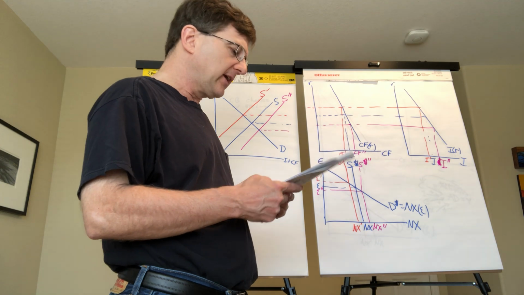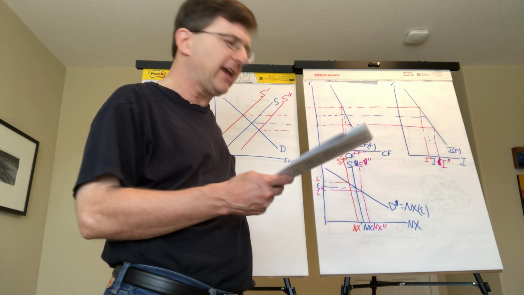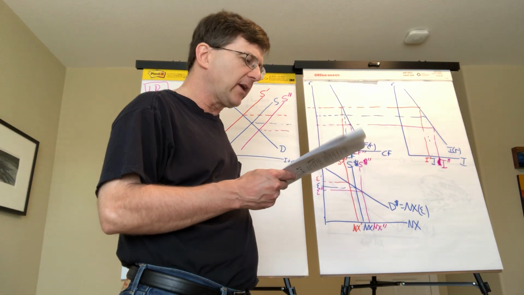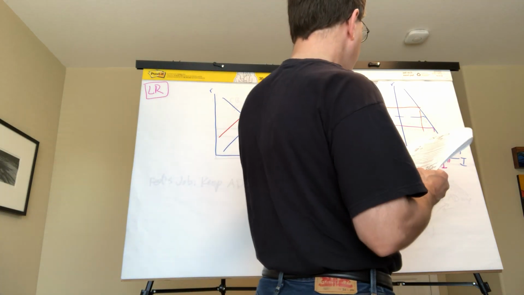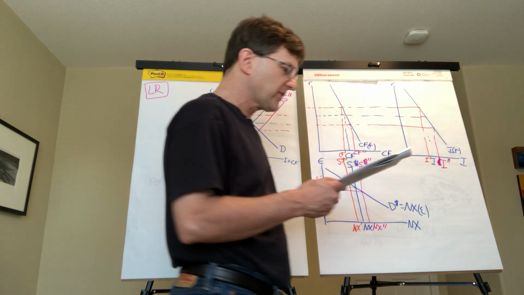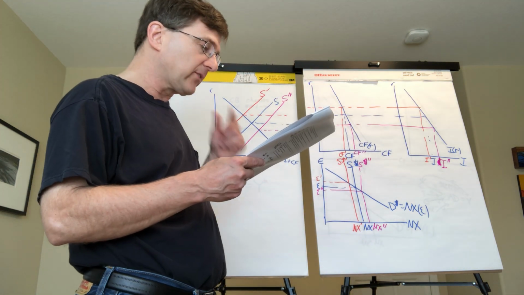Question 40 is the very same situation, but the answer categories are now quantity of physical investment and net capital outflow. And if you look carefully, you can see both of them increase. That's answer category A.